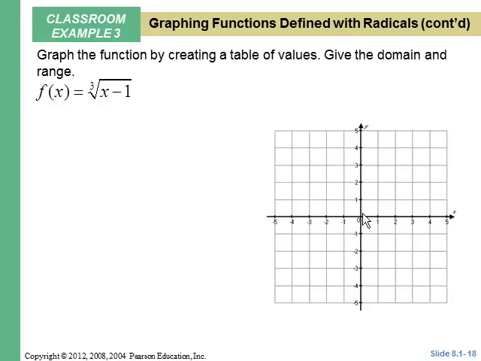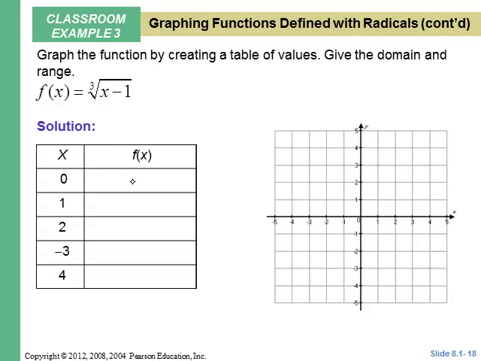Cube root of x minus 1: 0 minus 1 is negative 1. Cube root of that is negative 1. 1 minus 1 is 0. Cube root of 0 is 0. 2 minus 1 is 1. Cube root of 1 is 1. Negative 3 minus 1 is negative 4. Cube root of negative 4. That doesn't come out evenly. That one you're probably going to want to use your calculator for.